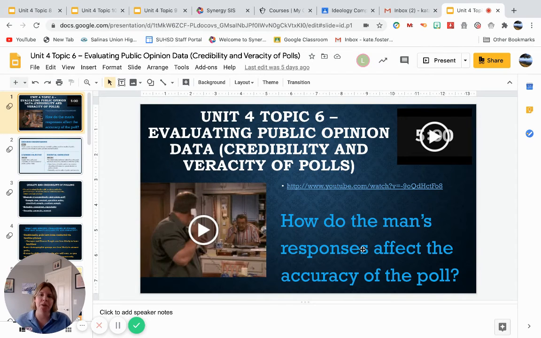Hello, Vikings. Today we're looking at Unit 4, Topic 6, Evaluating Public Opinion Data. Basically, we want to understand the credibility and veracity of polls.